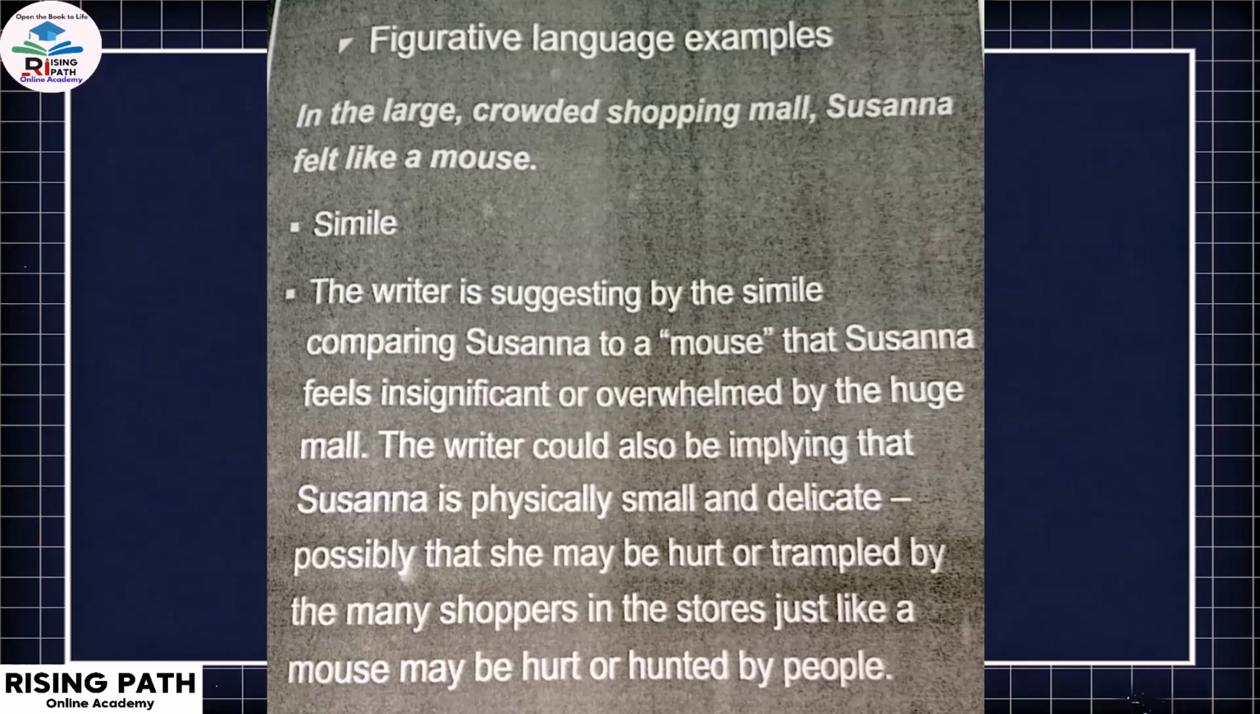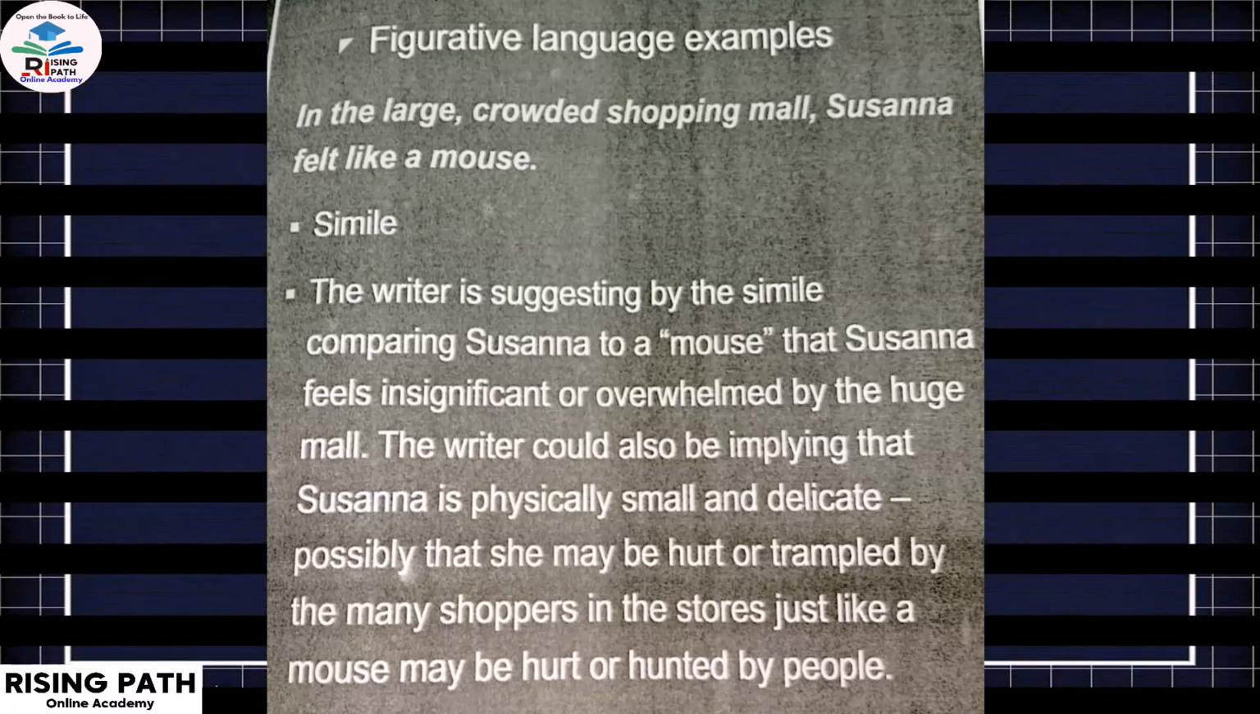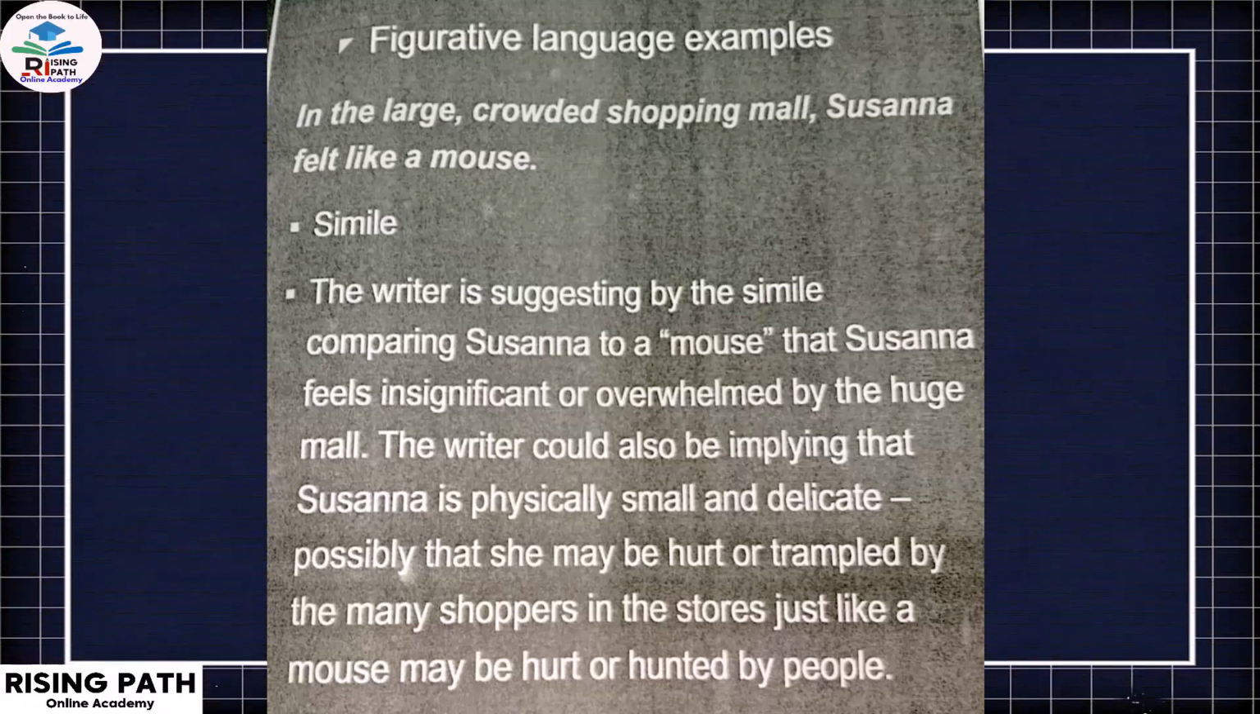So we have to read the line and underline the simile, that is, felt like a mouse. First we have to understand what is meant by felt like a mouse. So we have to understand its meaning in two or three different ways. The character is Susanna, who was feeling like a mouse. So we have to think about certain characteristic traits related to a mouse.